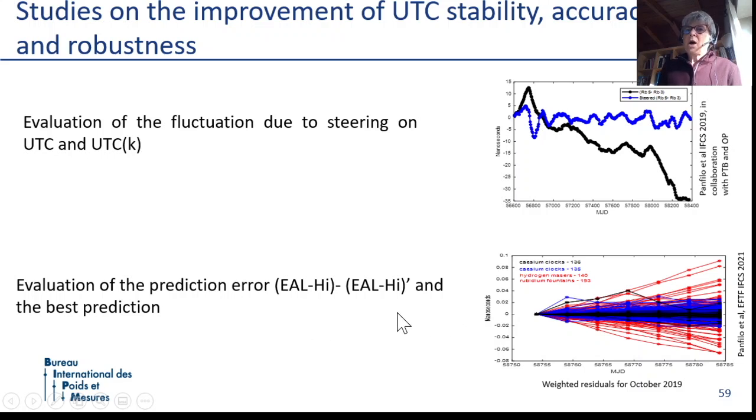Another study was evaluating how well the clocks are predicted. In fact, I did not tell you, but in the ensemble algorithms, we need to predict the clock, and the prediction has an error which grows with time. So when you predict for 1 month, the first day you predict quite well, but at the end of the month you can have a nanosecond error in the prediction.